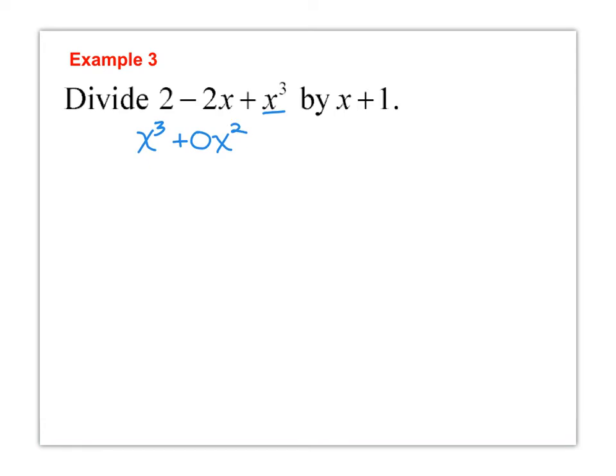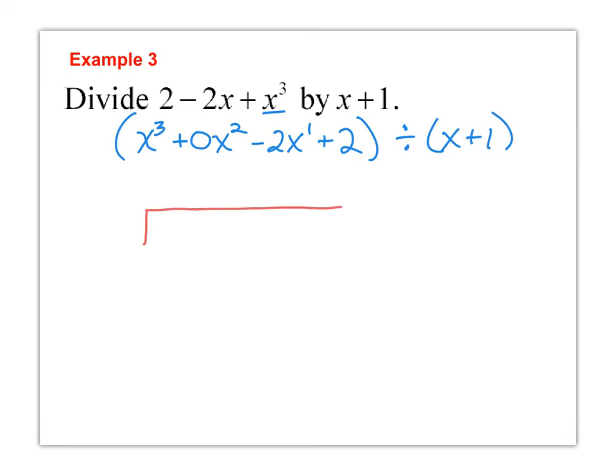I think of that as kind of like a space filler, so that when I do my division problem, everything stays in line. And then the next greatest exponent would be minus 2x, that's to the first power, and then the last term of positive 2. We are taking this entire quantity and dividing it by x plus 1. For the setup of the long division, we write the division sign, and whatever we're dividing by goes out in front. We write that as x plus 1, and what we're dividing into is x cubed plus 0x squared minus 2x plus 2.